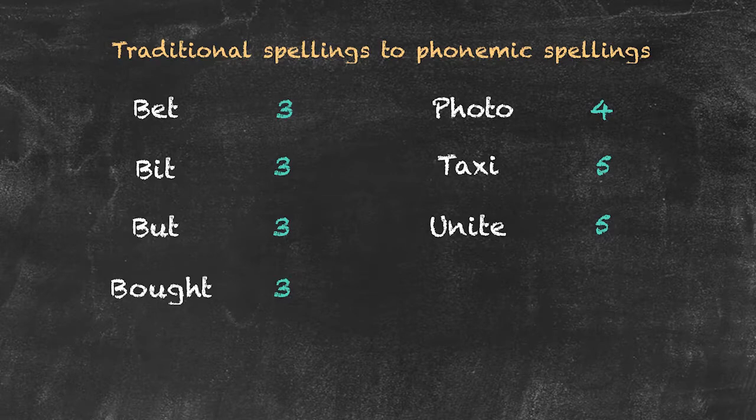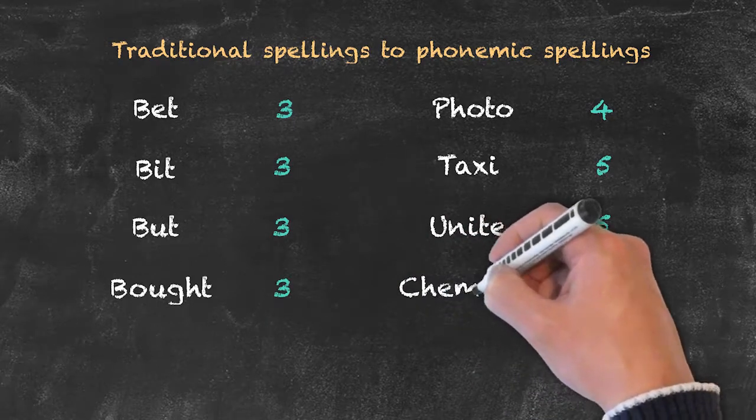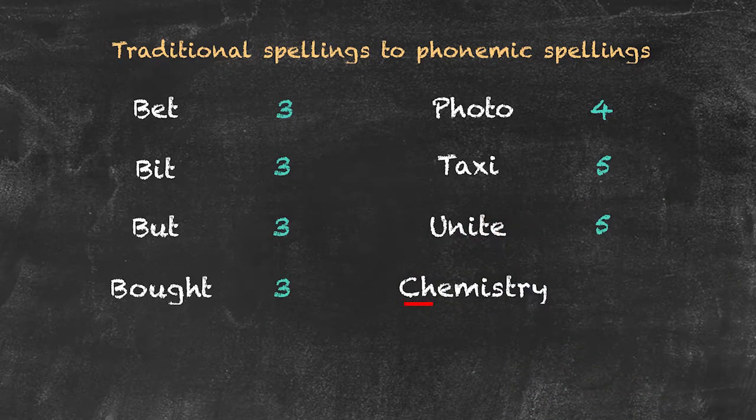And now we have a longer word, chemistry. Let's give that a shot. K, E, M, I, S, T, R, E. That's eight phonemes used in the word chemistry. Now, once we've isolated each sound, we want to assign a phoneme for each one of those sounds. Let's do that now.